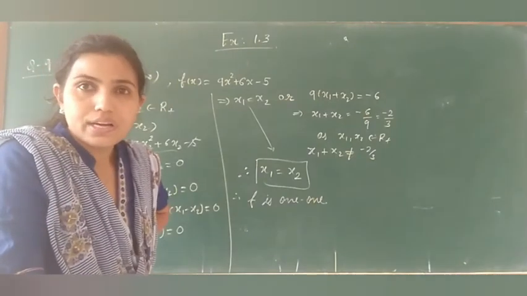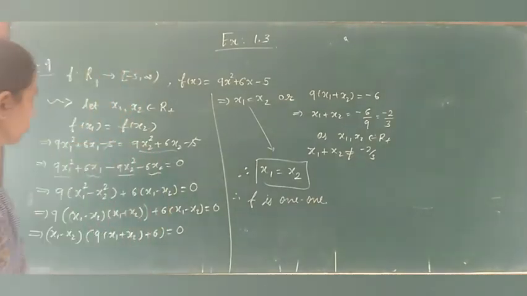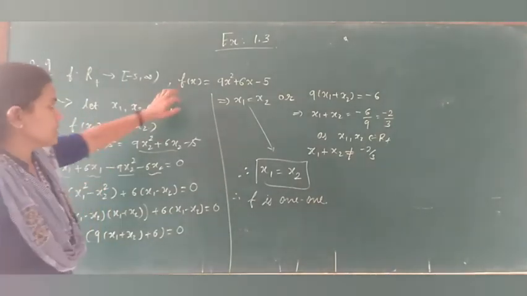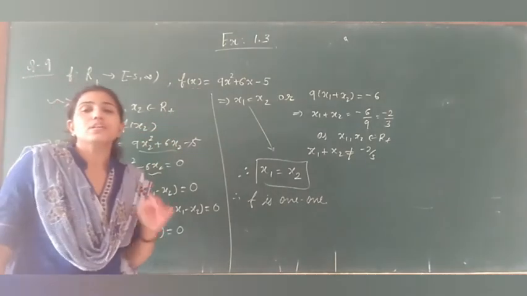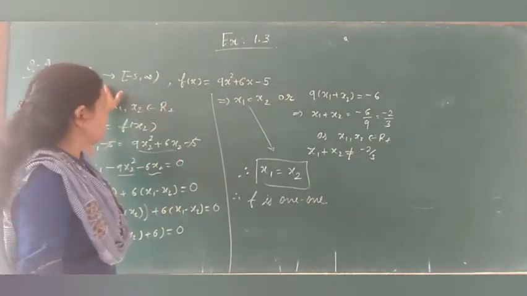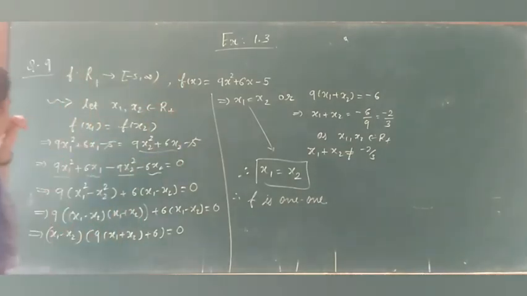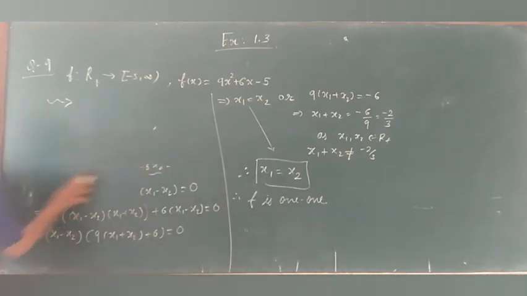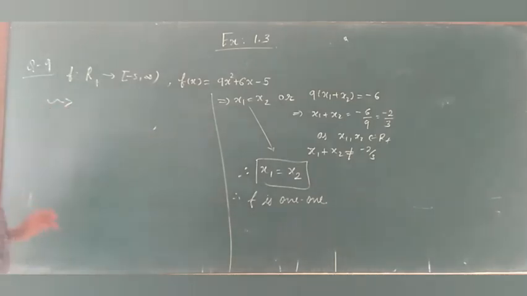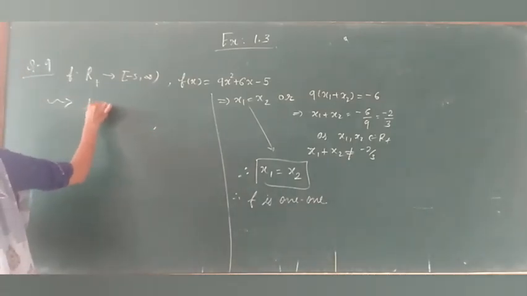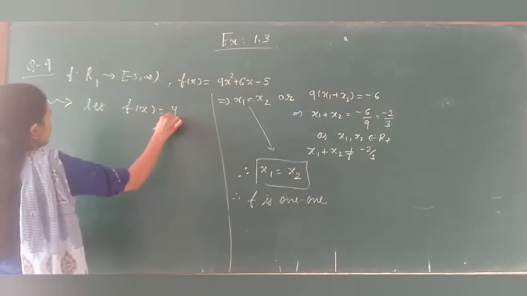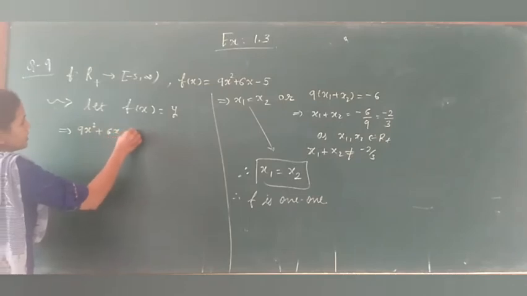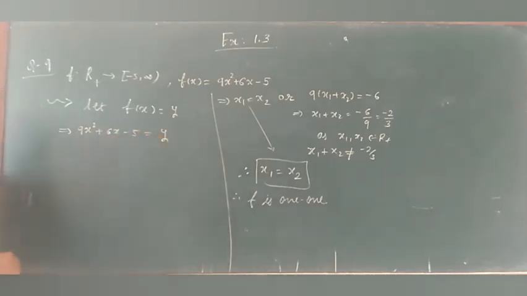Now let me find out whether it is an onto function. So for ontoness, what we have to do? We have to find such a y, so that there exists some x in R plus such that f of x is equal to y. So I am starting from here for ontoness. So let f of x be equal to y. That means 9x square plus 6x minus 5 is equal to y.